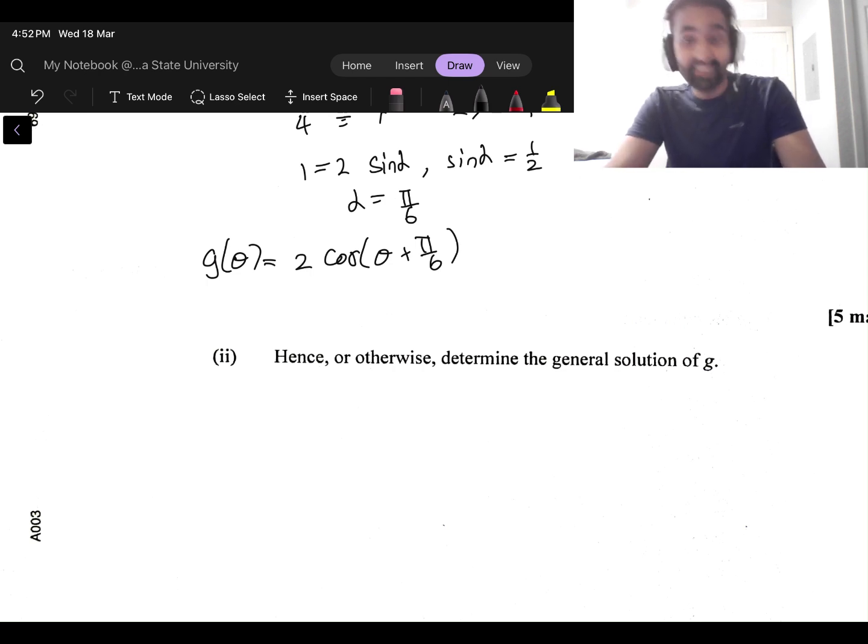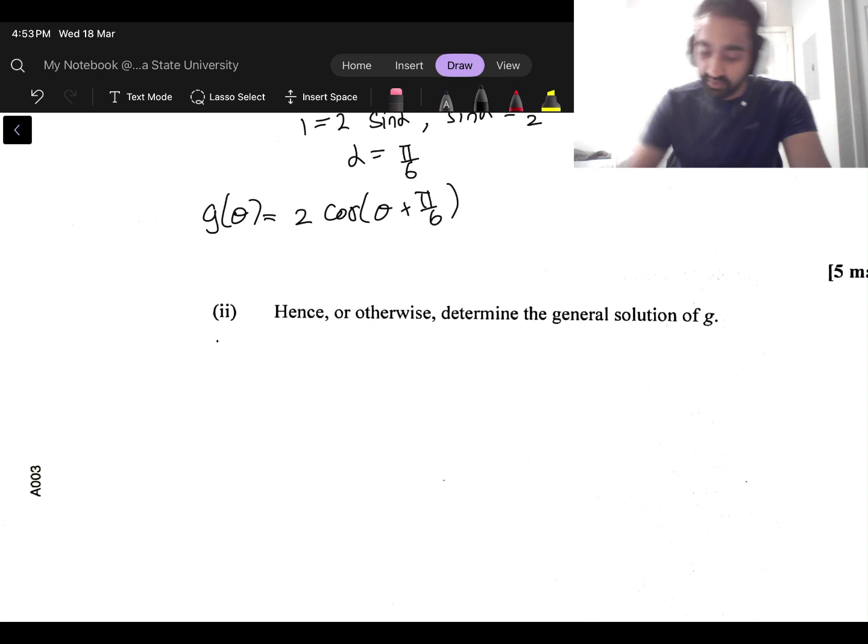Now, this is not really a question because they ask you to solve something that's not an equation. Like I just said g, not g equals something. If you want to solve something, I can't solve x, right? I have to solve x equals 5 or something like that. So it's not really a question, but because I want to test your solution, we're just going to solve g of theta equals 0 and find the solution for that.